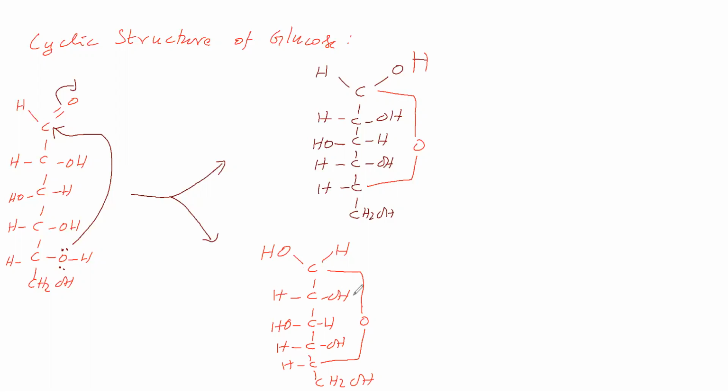So it is in hemiacetal form. Both are in hemiacetal form. So when the glucose is in cyclic structure, they are in hemiacetal form. When the glucose is in open chain form, it will be like this.